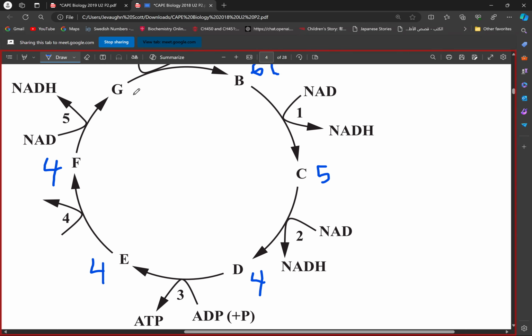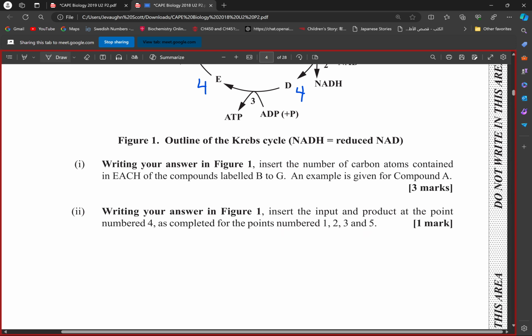Writing your answer in figure 1, insert the products at the point numbered 4, out of points 1, 2, 3, 4, 5. So what is that for? This is easy. What is happening at 4? FAD. The FAD.